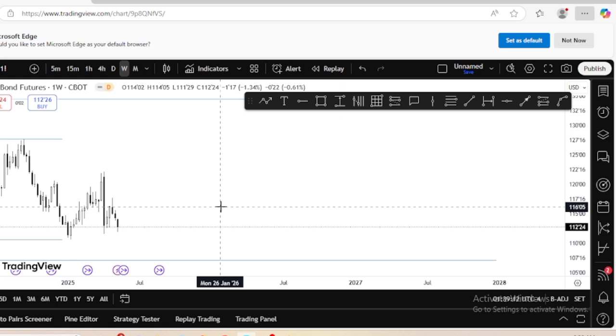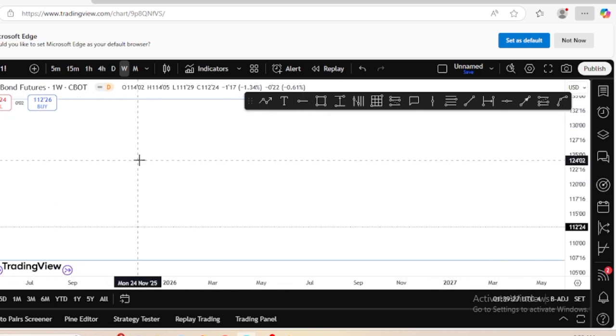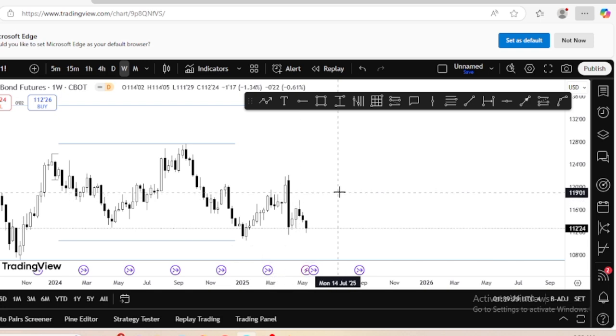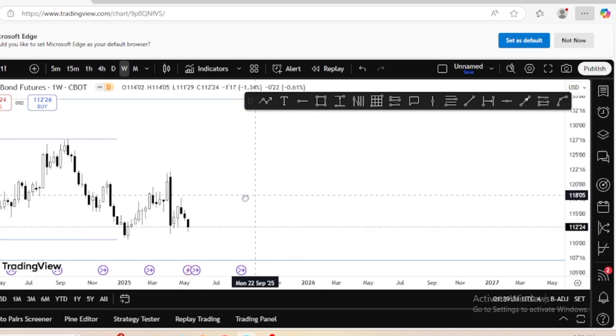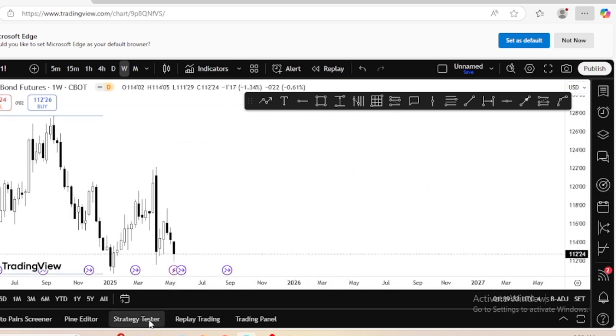I'm going to break it down from the weekly time frame down to my 1 hour time frame on bonds, so how I do it each week. So let's just start. I'll not really waste time here. First things first, what are we looking for? What is the bias for bonds now? My bias is very straight and very simple.